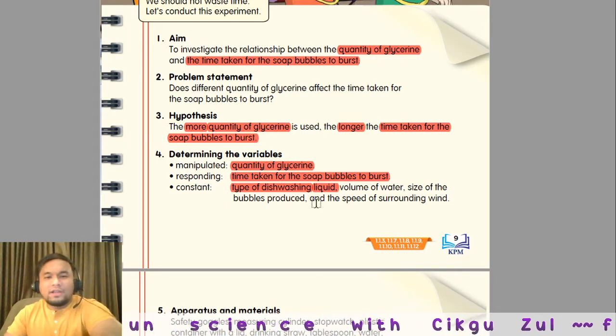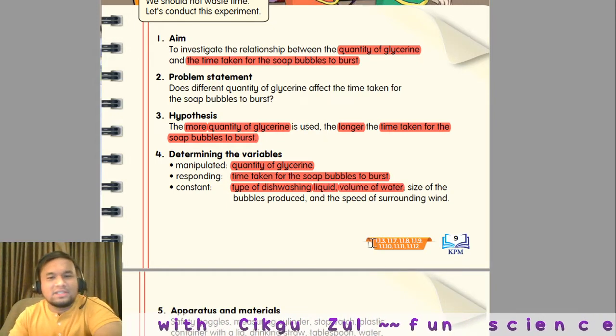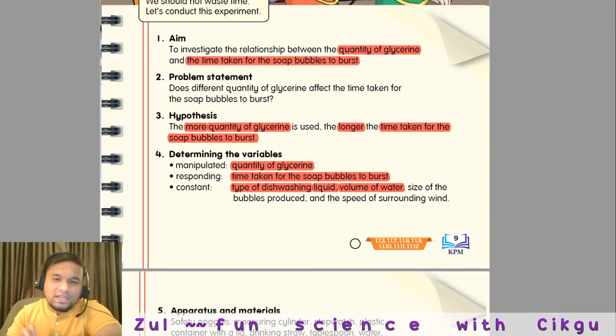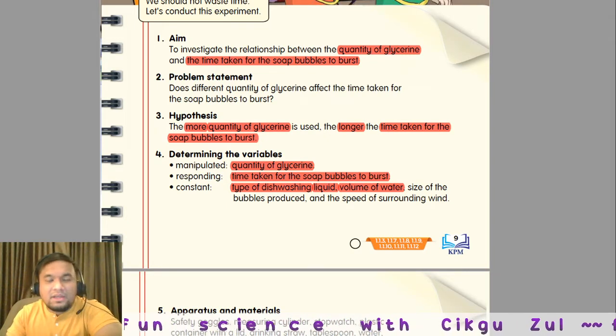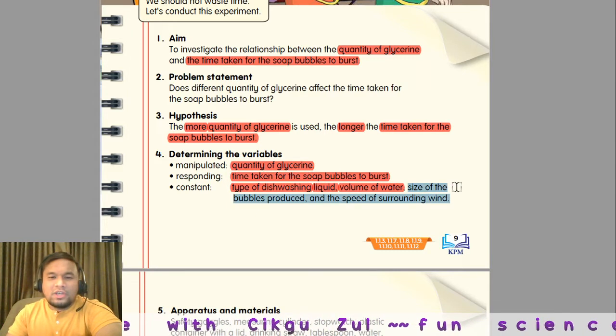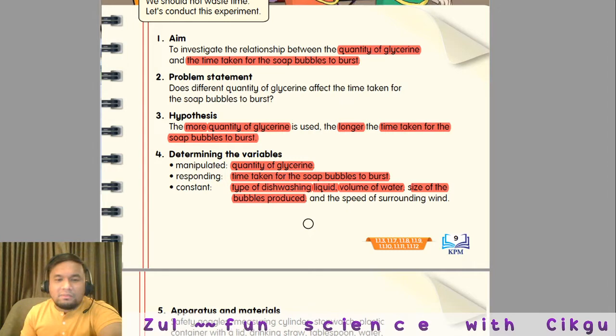The volume of water also constant. Kalau satu baldi saja campuran, contoh. Ataupun kita ukur dia berapa mililiter sahaja yang diperlukan untuk eksperimen ini, mesti sama. Dan size of the bubbles produced, nanti kita tengok kenapa dia kata size of the bubbles ni kita tetapkan. Nak besar mana?